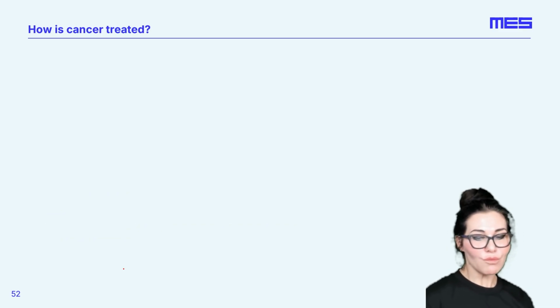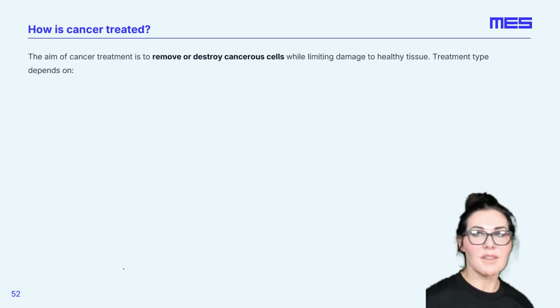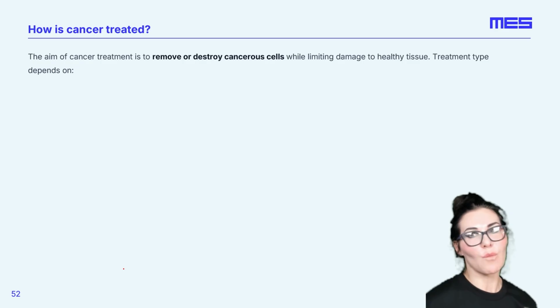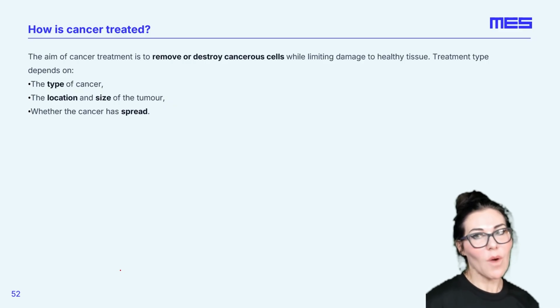How do we treat these cancers? Now, it very much depends on where the cancer is and what type of cancer it is. But what a doctor will have to determine first of all is the type of cancer, where it is, how big it is, and whether it's spread.